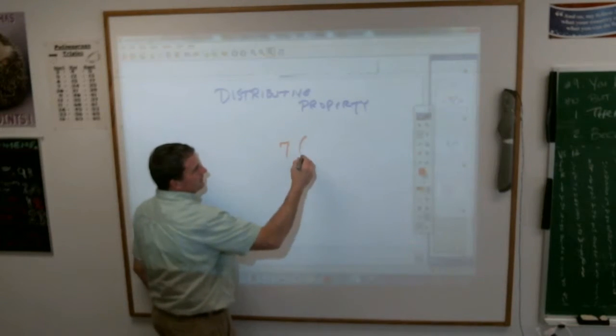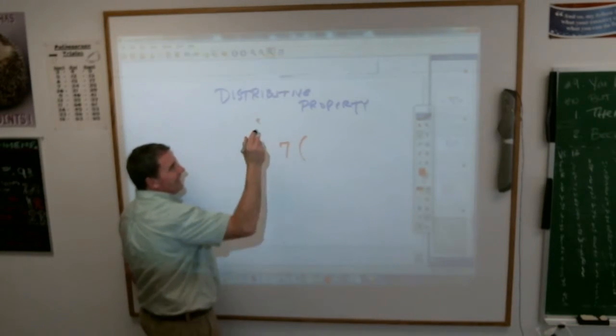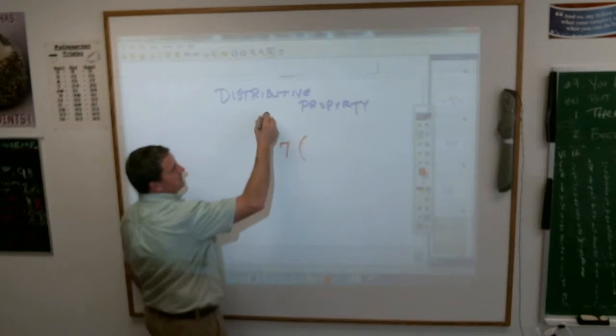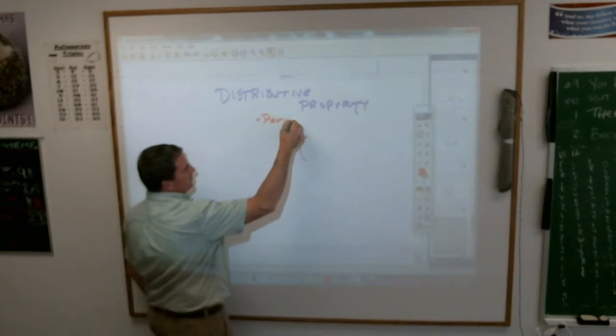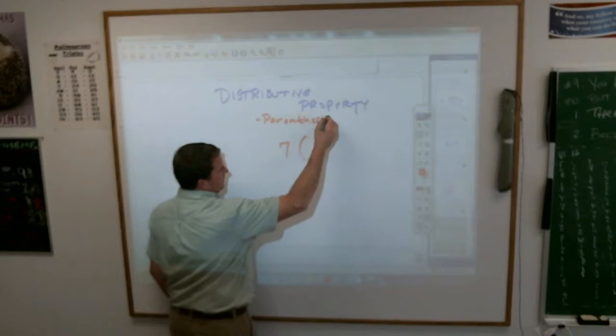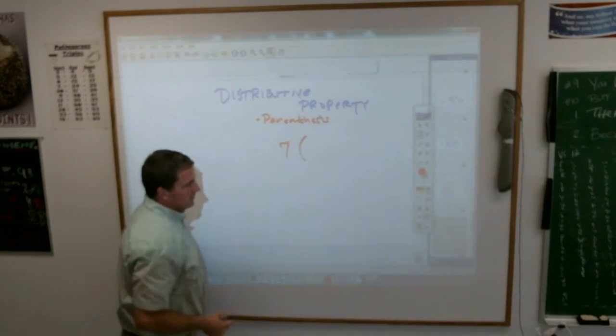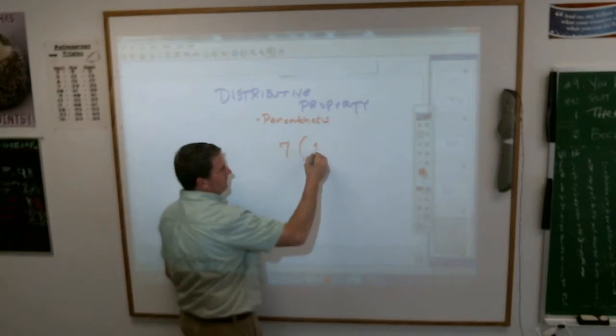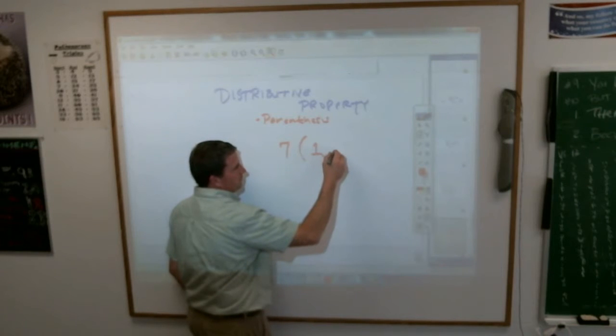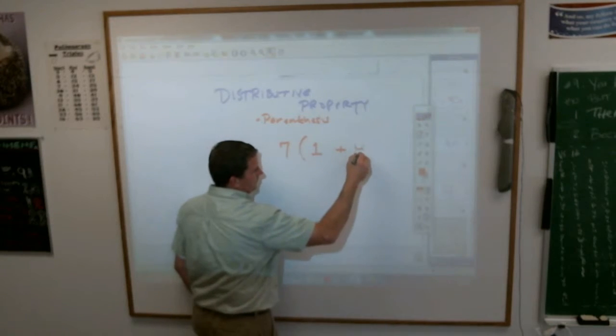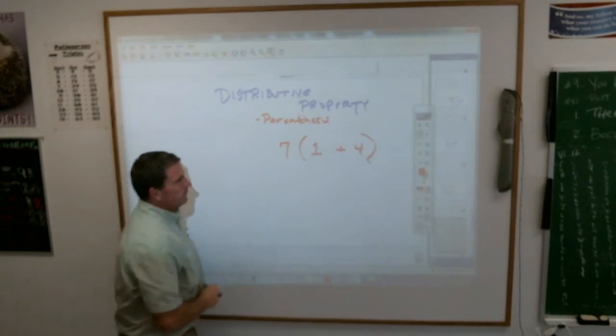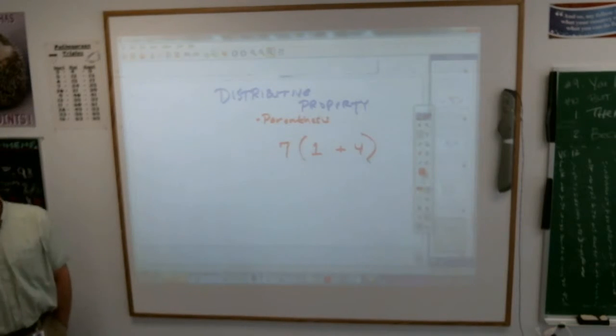If I have 7, and by the way, the distributive property has to have parentheses. You cannot have the distributive property without parentheses, either one side or the other. Okay? If I have this, 7 times, in parentheses, 1 plus 4.